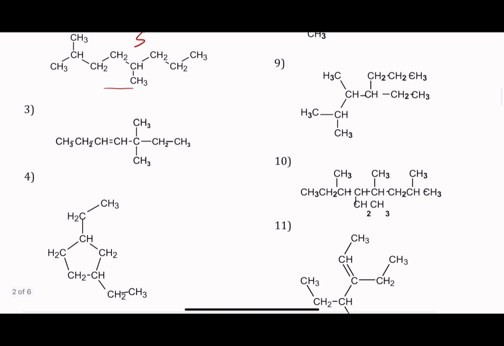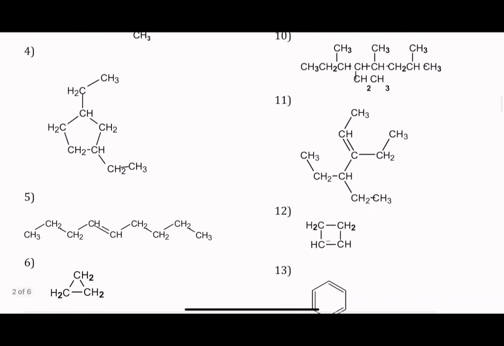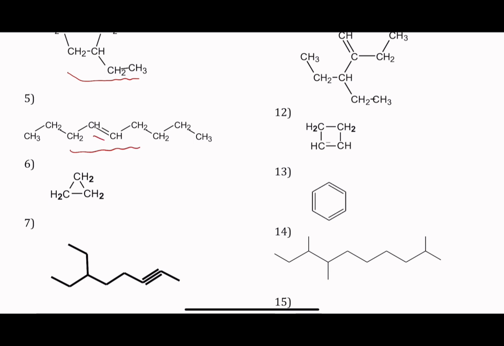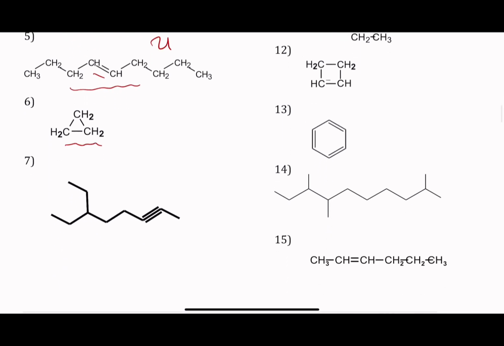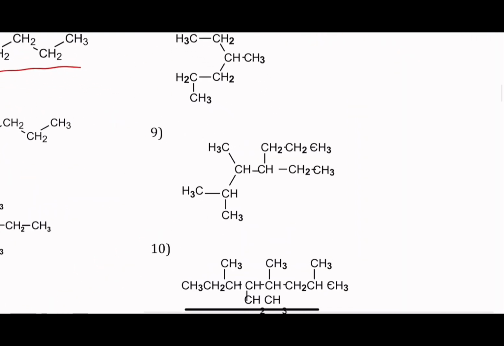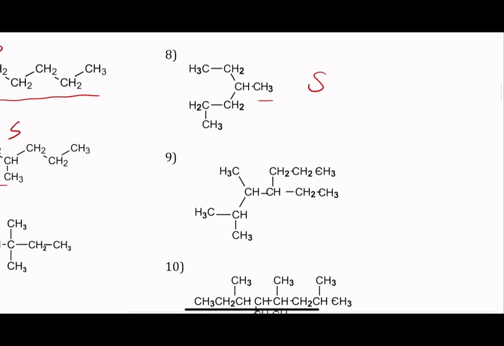And then the third one, as you can see, we have a double bond here, so it is unsaturated. The fourth one, I have no double bonds, so it is saturated. And then here I have a double bond, so it is unsaturated. And here I have a ring, but no double bond, so it is saturated. But in here, if you look at the line structure, I have a triple bond. That means it is unsaturated. Okay, so now we're going to look at 8. As you can see here, no double bonds, so it is saturated.